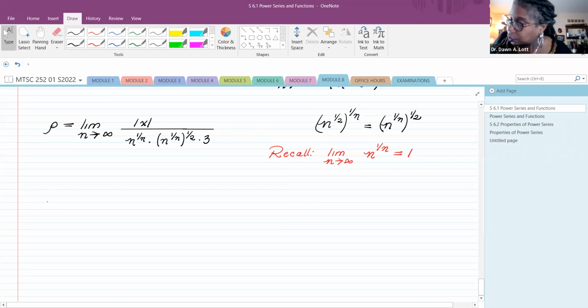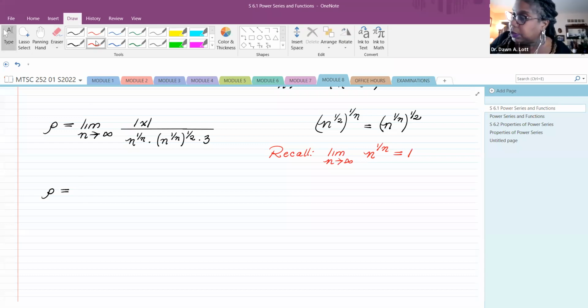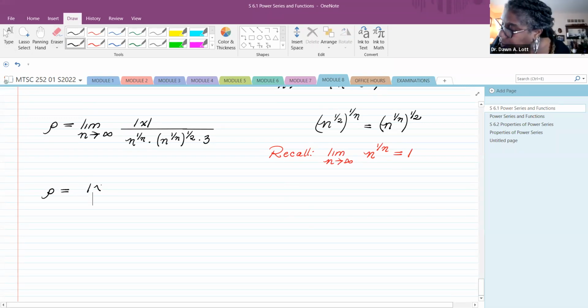Okay, so therefore rho looks like the limit. We're going to evaluate the limit. So when I evaluate the limit, I just get the absolute value of x, and in the denominator, I get 1 times 1 to the 1/2 power, which is 1 times 3. That's it. That's rho.